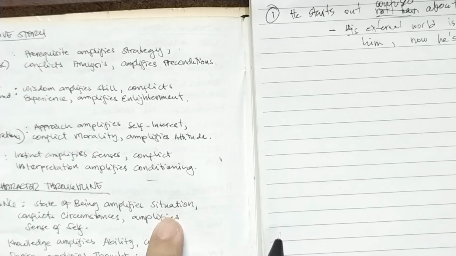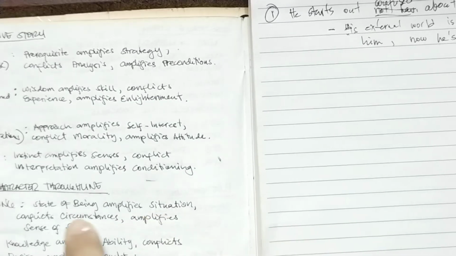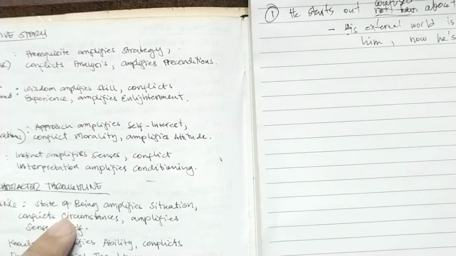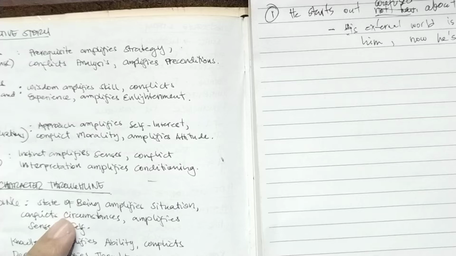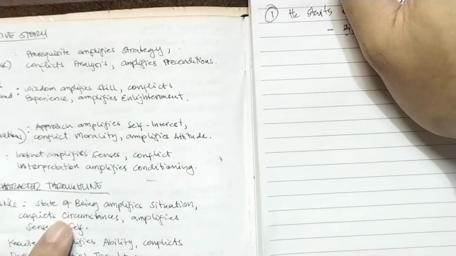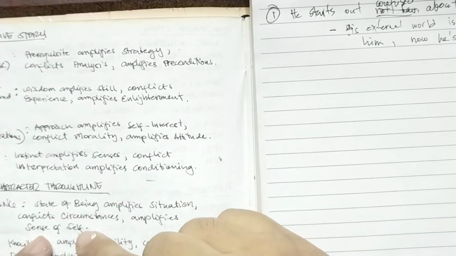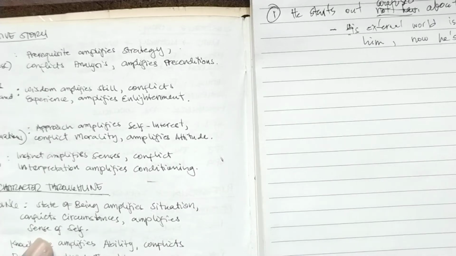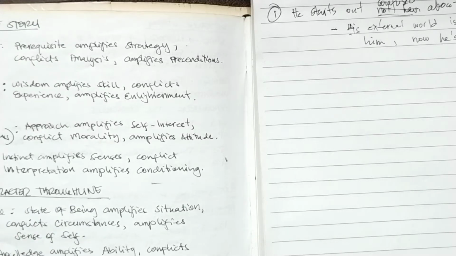Okay? So now the situation conflicts with circumstance. Circumstance means your emotional reaction to the environment. Or now his emotional reaction to the environment, which then amplifies his sense of self. Okay? So how he thinks of himself. So now he misunderstands who he is, how he thinks of himself.